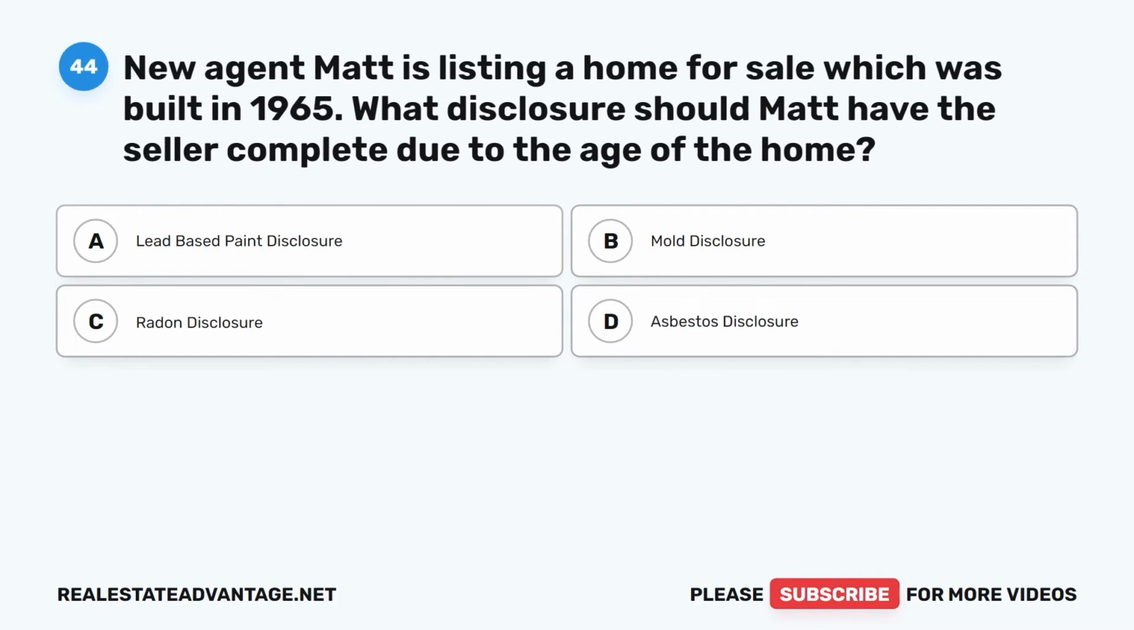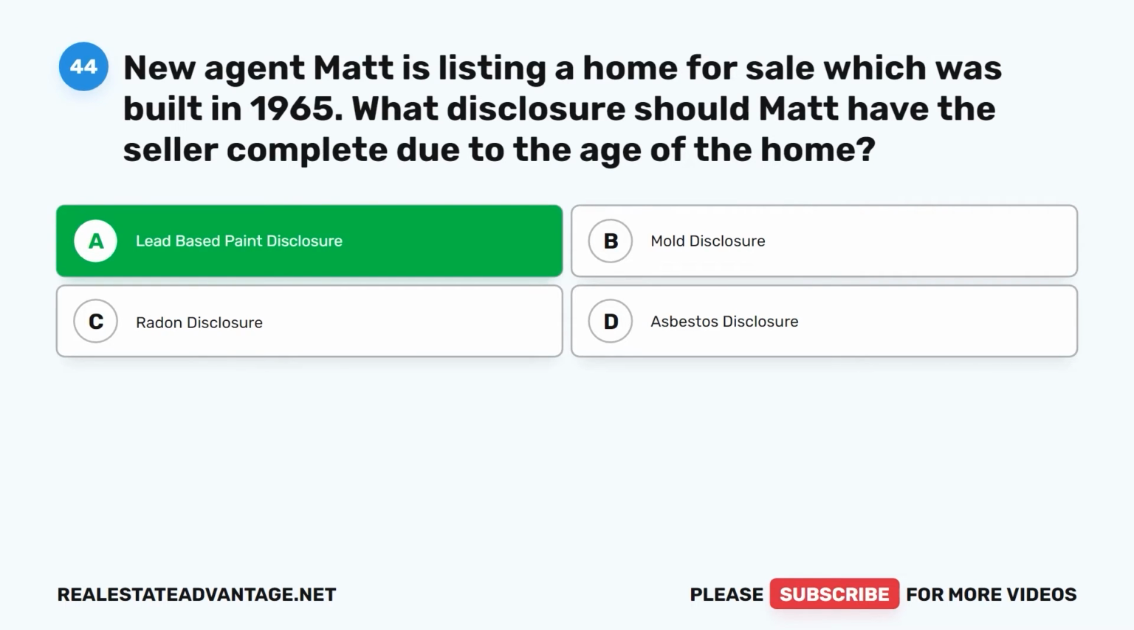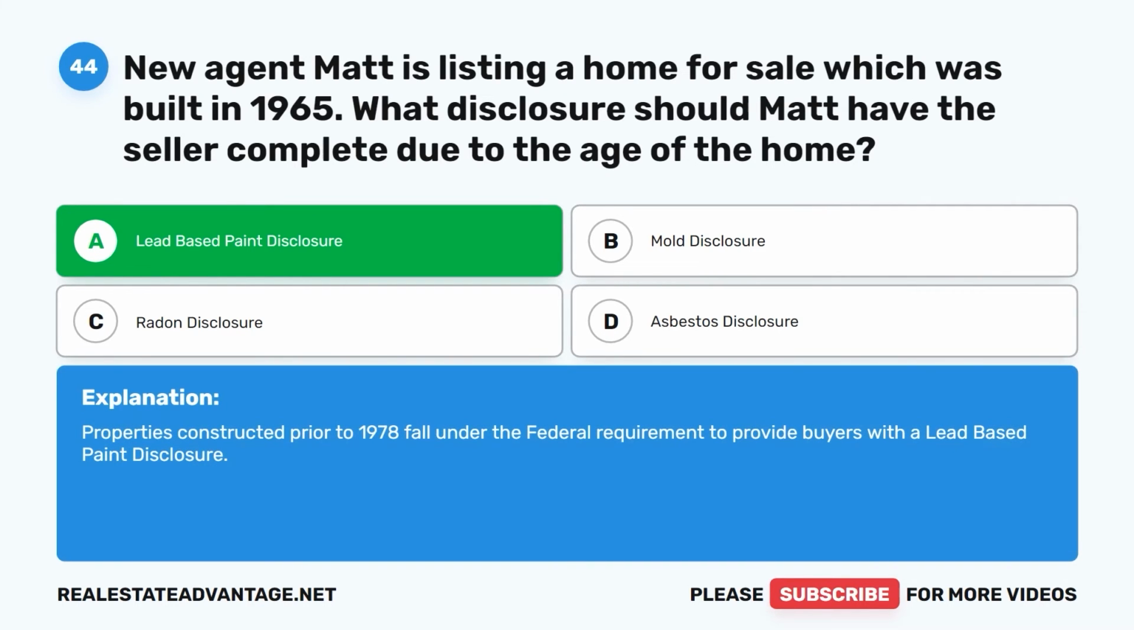Question 44. New agent Matt is listing a home for sale, which was built in 1965. What disclosure should Matt have the seller complete due to the age of the home? A. lead-based paint disclosure. B. mold disclosure. C. radon disclosure. D. asbestos disclosure. The correct answer is A. Lead-based paint disclosure. Properties constructed prior to 1978 fall under the federal requirement to provide buyers with a lead-based paint disclosure.